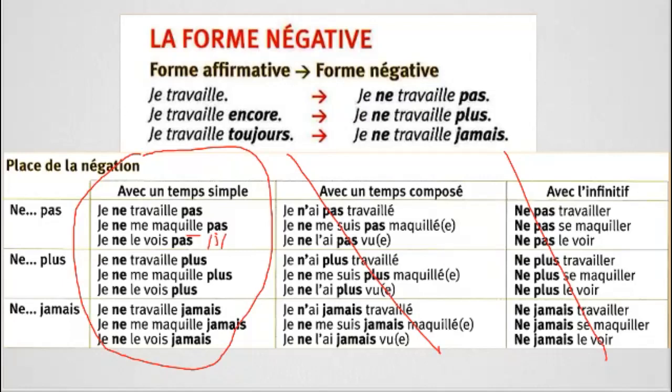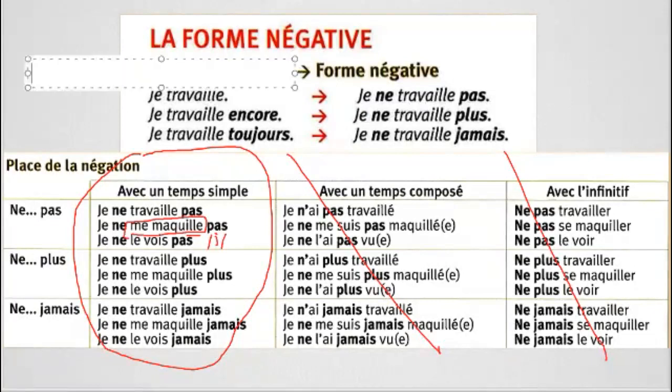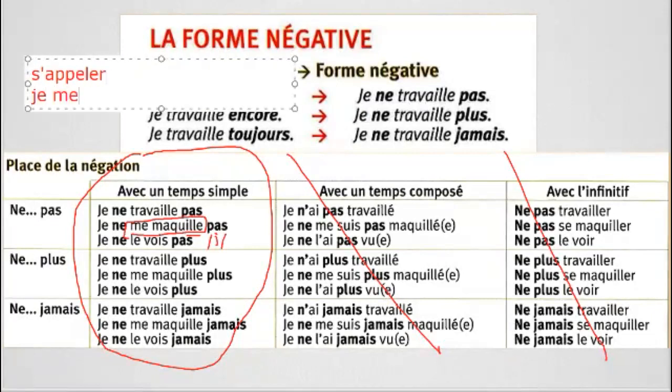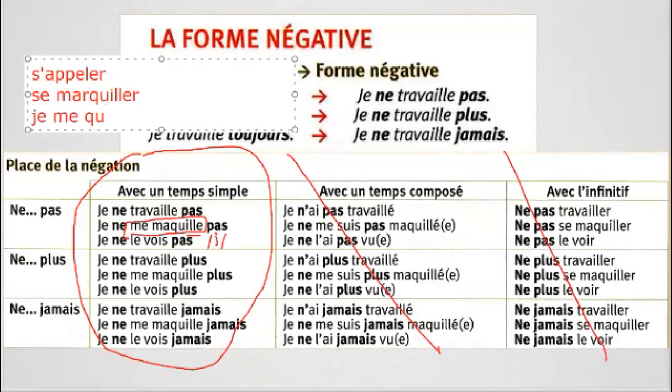Je ne me maquille pas. Me is what? Me means? This is a pronoun. That they are together, you know. The verb we have learned before, s'appeler, is the same thing. Okay, me maquille. So, je m'appelle, this is se maquiller. Se maquiller. Je me maquille, okay. Se maquiller, je me maquille.